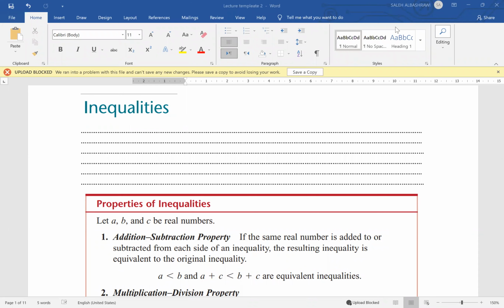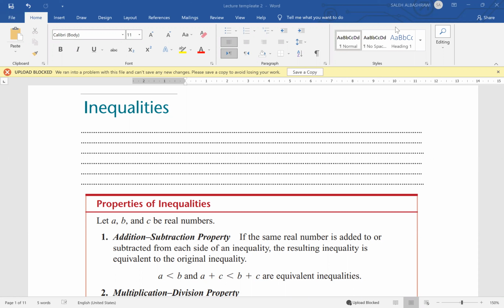In this part, we are going to speak about the inequalities, starting with the definition of the inequality. From the word inequality, it means that we have two sides, but one of them is not equal to the other side, either greater than or smaller than.